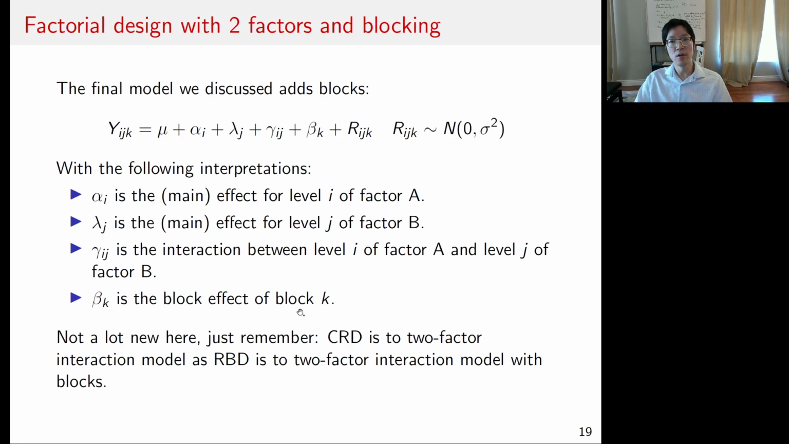Okay, so the final model, there's not a lot new here. We talked about it on Wednesday. So it simply replaces replicates with blocks. Okay, so instead of R replicates, we have B blocks. And so just remember that these are analogous. The CRD is analogous to a two-factor interaction model, and RBD is analogous to the two-factor interaction model with blocks. So you have the block parameters, and then the treatment parameters are again broken up into these three components for the main effects and the interaction.